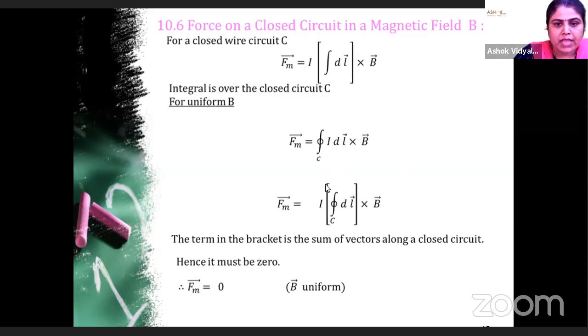Finally, the current I is a constant term, so in the bracket we have the integration over a closed surface of dl bar, which means we take all the length of that arbitrary wire, so dl bar into B bar. The term in the bracket is the sum of the vectors along the closed circuit, and hence it must be equal to 0. Finally, for a uniform magnetic field, the magnetic force is equal to 0.